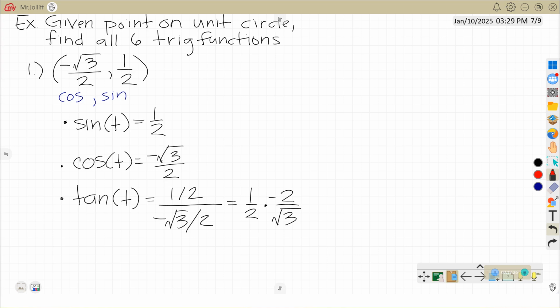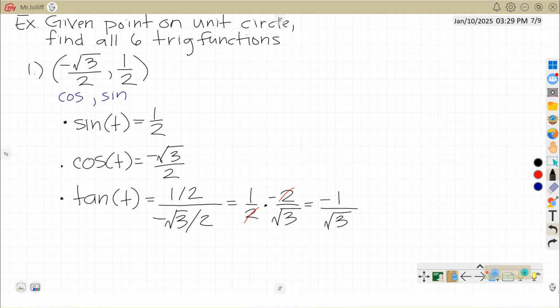And I see something that cancels. Yeah. 2's go away. Makes our answer prettier. On top, I'm left with a negative 1. On bottom, I'm left with a root 3. And if you stopped here, you would be mathematically correct. However, because this is college math, you will never see a mathematician leave it as negative 1 over root 3, because mathematicians do not like radicals in the denominator.